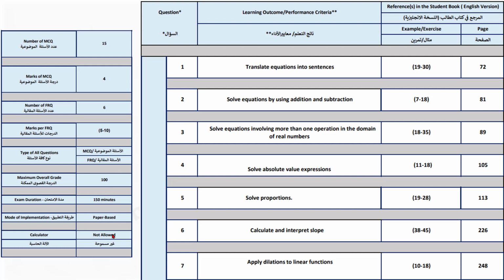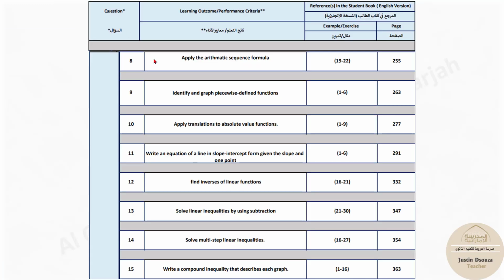Now, it's paper based and they have said calculators are not allowed, but later on I will show you one more document which says that a calculator is allowed. So these are the topics. All of the first 15 are MCQs. You will have 4 options, so you just have to select the correct option. And since you are allowed the calculator, you can use it and directly get the answers as well.